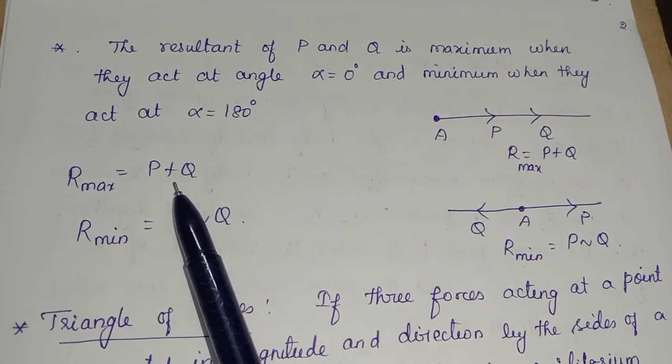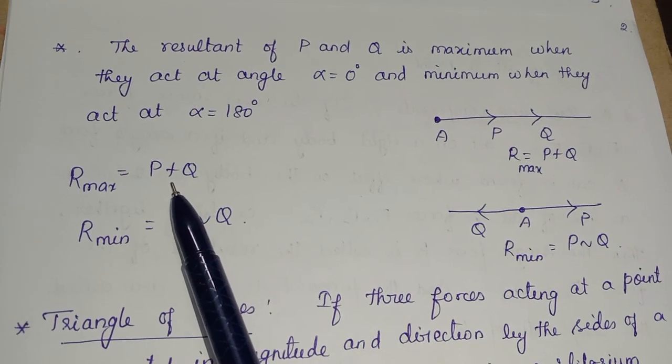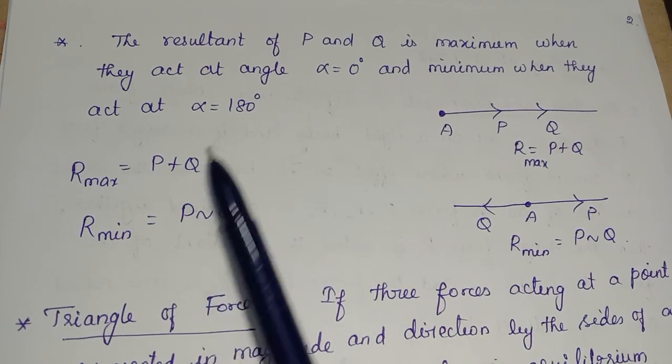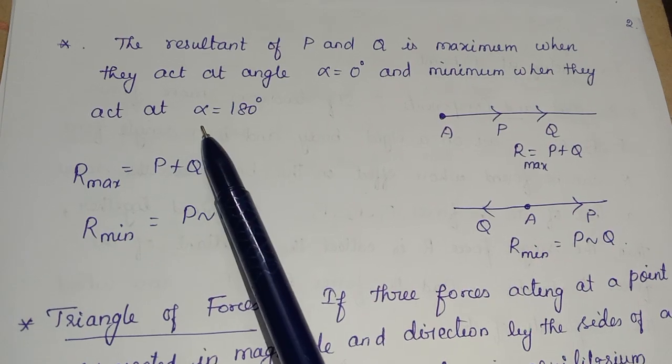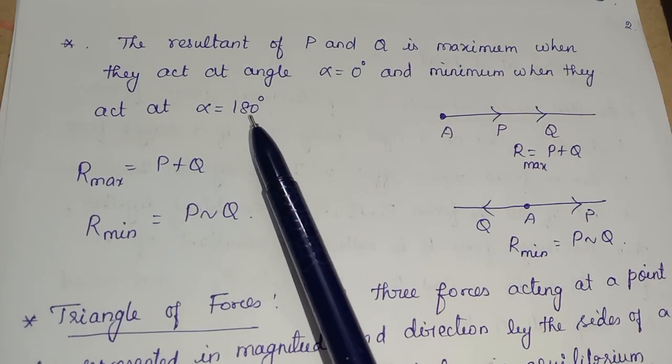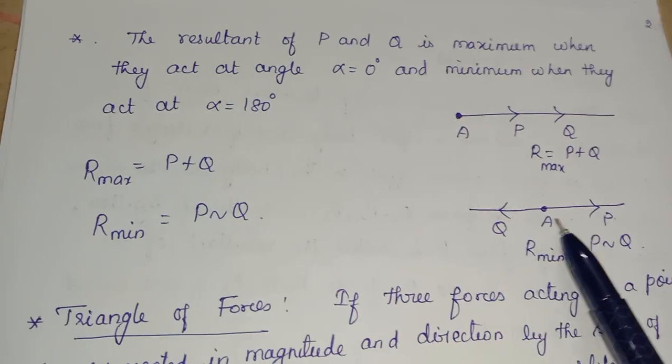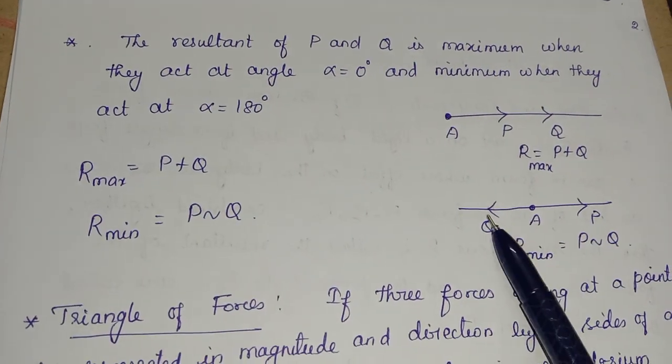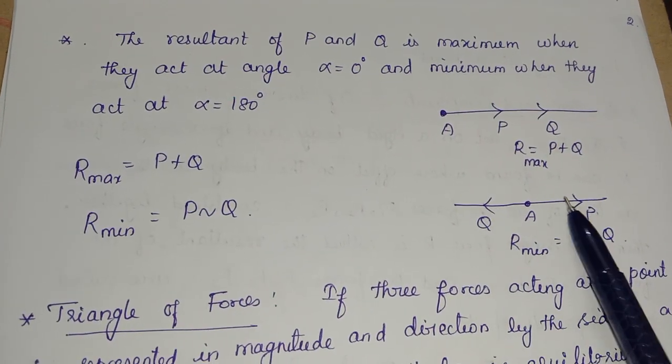The minimum value depends on the minimum value of cos alpha. When will you have minimum value of cos alpha? For alpha equal to 180 degree. So for alpha equal to 180, cos alpha equal to what? Minus 1, right? So when will you have 180 degree? When this P and Q are acting in the same line but in the opposite directions.